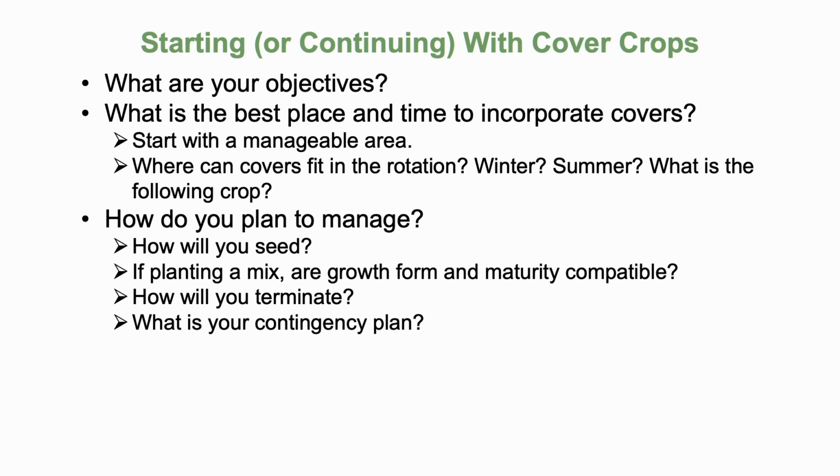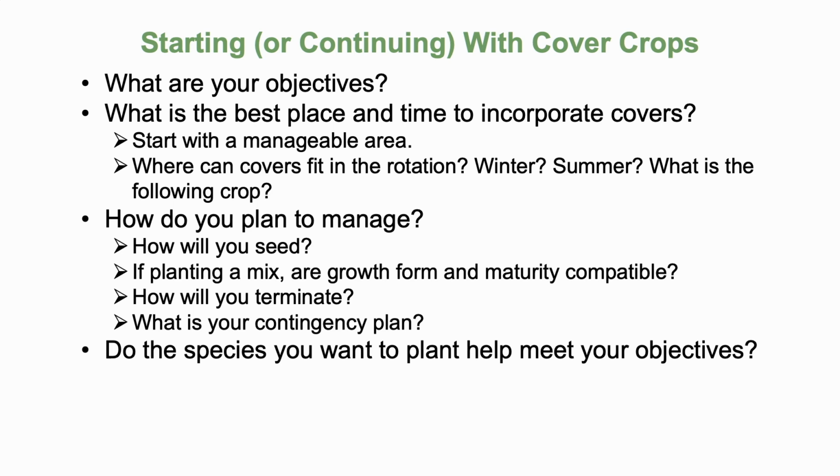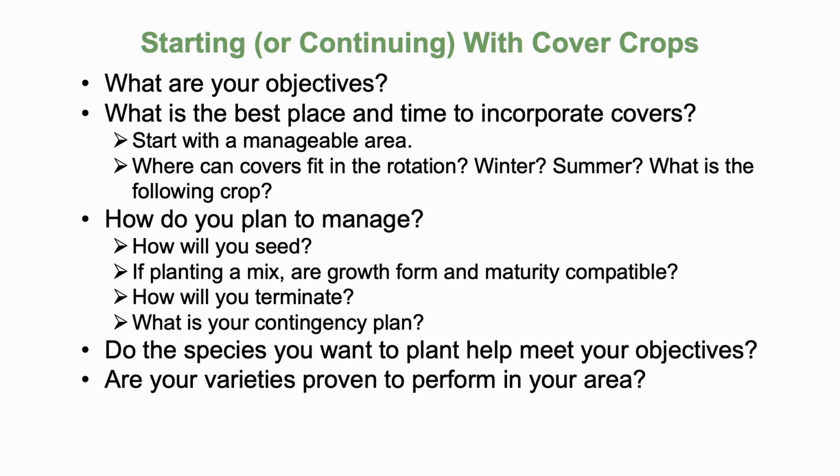How will you terminate? Real important. What are you going to do? You're going to mow? You're going to mow and plow? You're going to mow and whatever. And what's your contingency plan? You've got to have a contingency because things are not going to work the way you planned it. It'll either rain too much or not enough, and you'll need to terminate your covers early or later. And so have a contingency plan. Do the species you want to plant meet the objectives? Refer to number one: what are the objectives? And are your varieties proven to perform in your area?